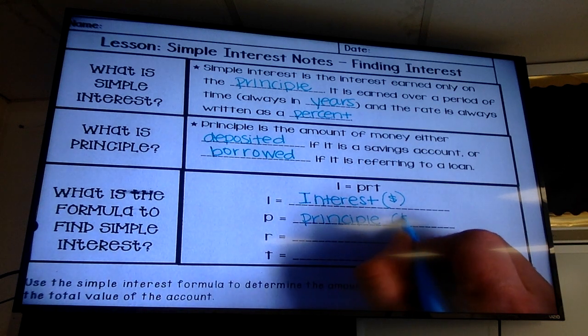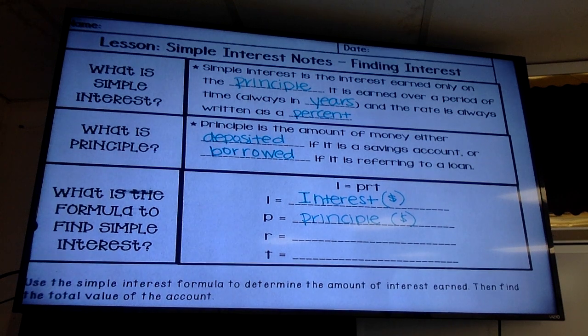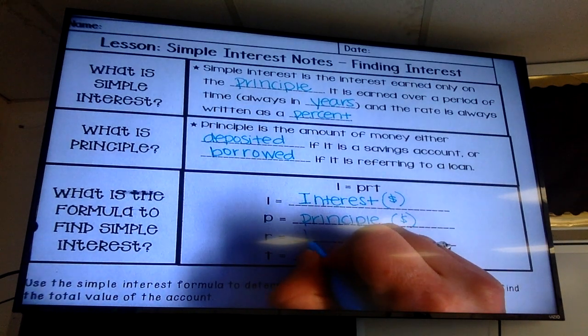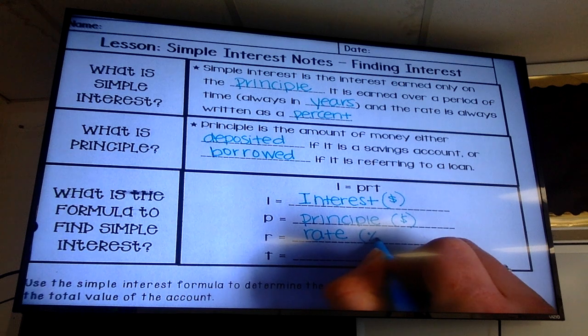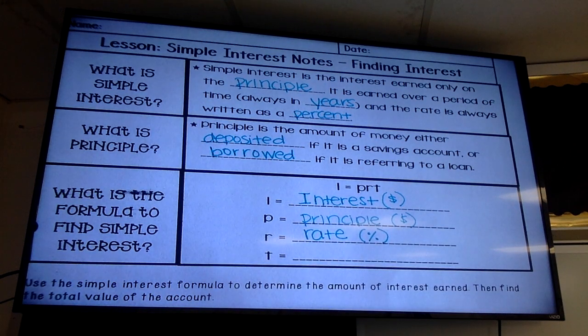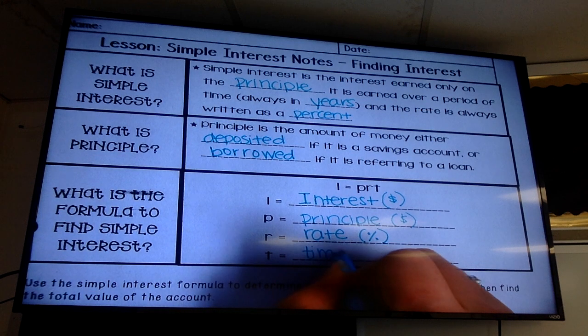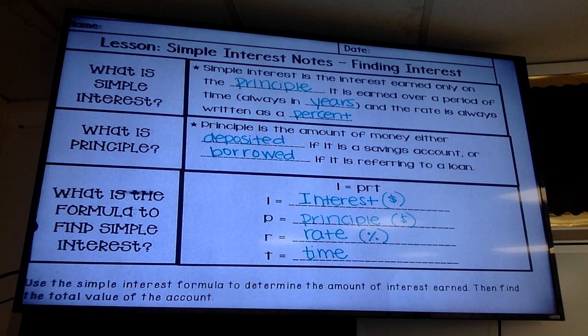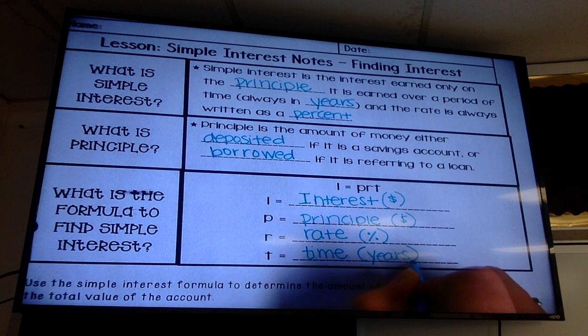So again, this would be an amount of money, and the principal, remember, is the amount you either deposited into your account or the amount that you borrowed from the bank. R stands for rate, and a rate is always a percent. And T stands for time. How long did your money stay in the savings account, or how many years did you borrow money for? And then remember, that's always written in years.